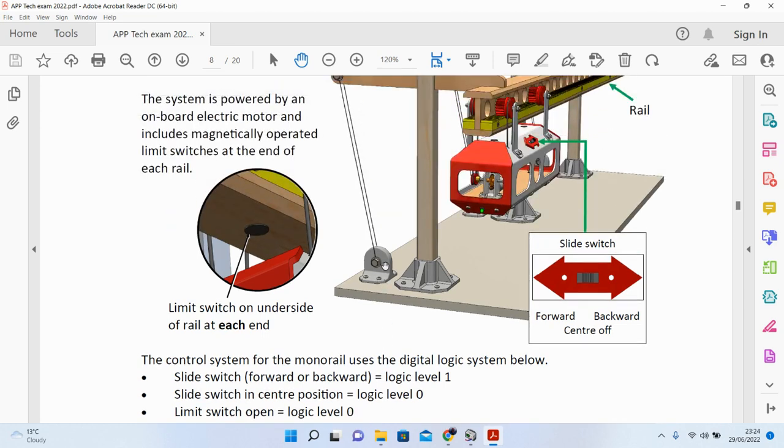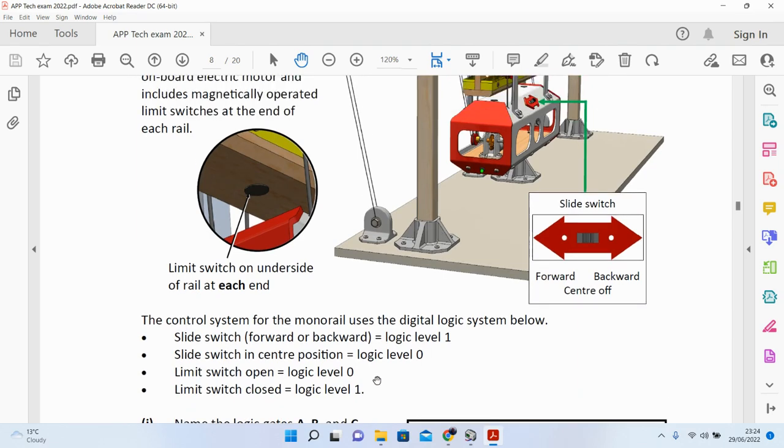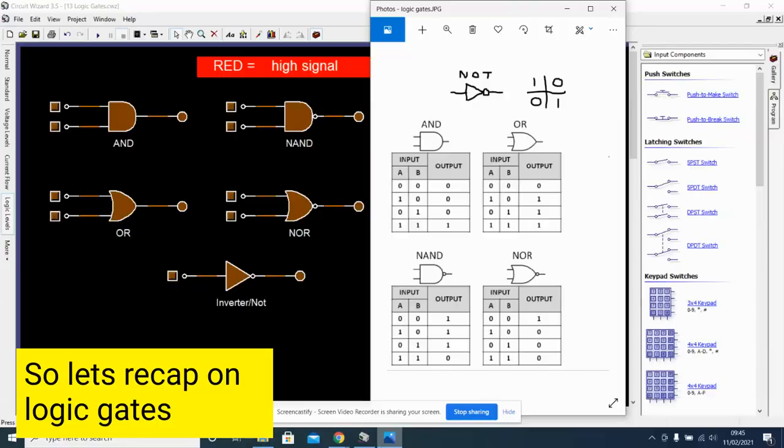So when our carriage is not in contact with the limit switch, our limit switch is 0. When our carriage is in contact with our limit switch, we get a 1. So we have to write in our logic gates here, and they've given the layout for the system here. Logic gates can be combined in different ways to produce complex circuits, often containing thousands of gates. Here we will look at 5 gates, which is enough to solve many complex circuits.